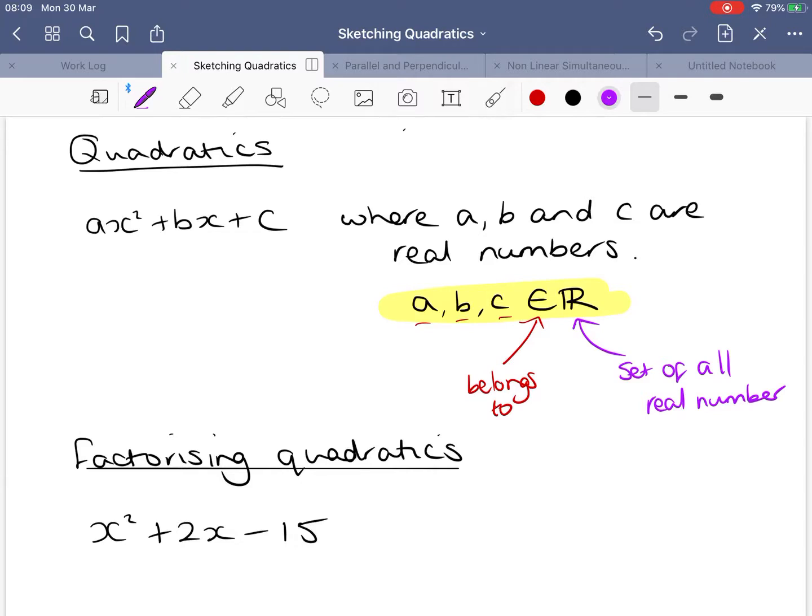Now, you're thinking, what's a real number? A real number is any number. It can be a decimal, it can be a surd, it can be pi. And the only reason why we call them real numbers is because if you go into high levels of maths, we introduce this thing called imaginary numbers. Okay, so as far as we're concerned, a real number is any number.